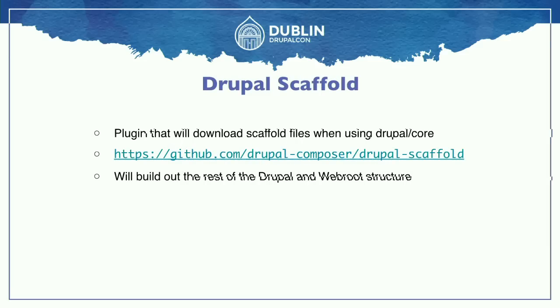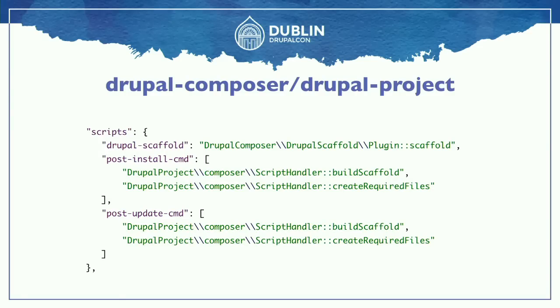So this is a plugin that is going to build the rest of your Drupal web root structure. The plugin defines some scripts that you can define to run post-install and post-update. So these functions essentially are going to download these files, build these directories, and put everything where they need to go for you. So now we've got all of our modules, we've got Drupal core, and we've got all the rest of the things that we need, and we can install our Drupal site.